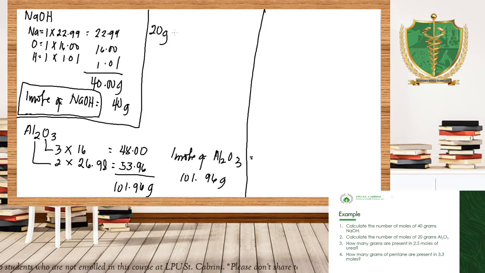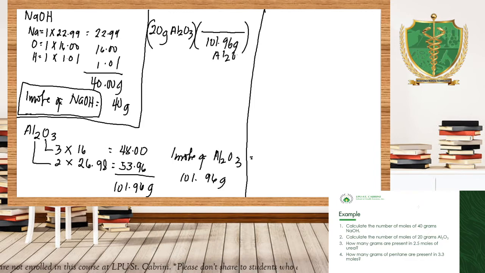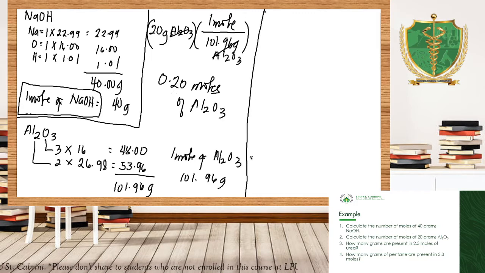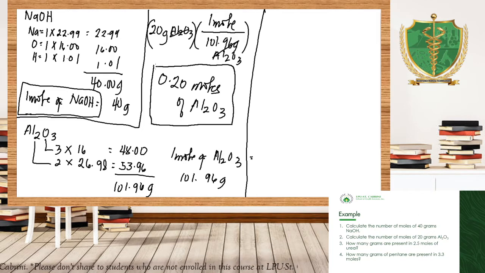So we have 20 grams aluminum oxide times 1 mole per 101.96 grams aluminum oxide. Okay, so cancel. 20 times 1 is 20, divided by 101.96 is 0.1961553, or that is equivalent to 0.20 moles of aluminum oxide. Okay, guys, take note. In order for us to maintain the uniformity of our answer, we are going to express our answer to 2 decimal places, like this one and this one.